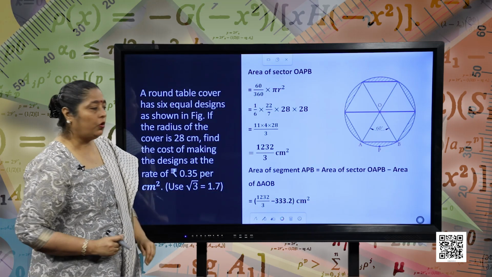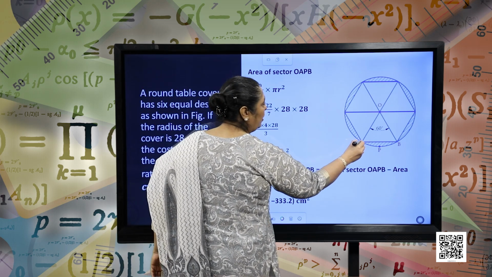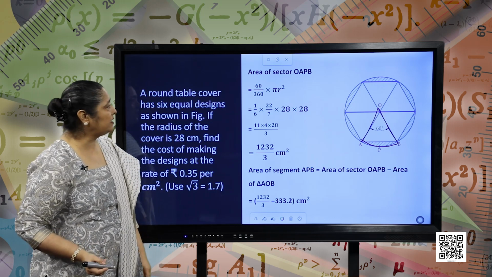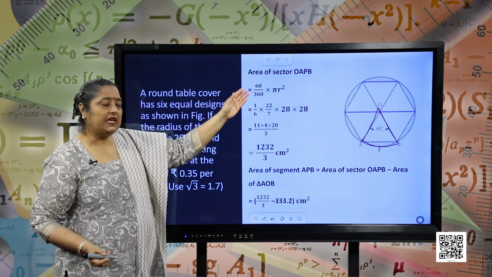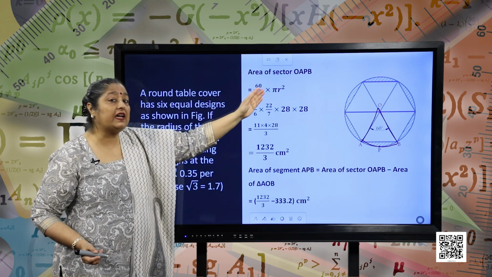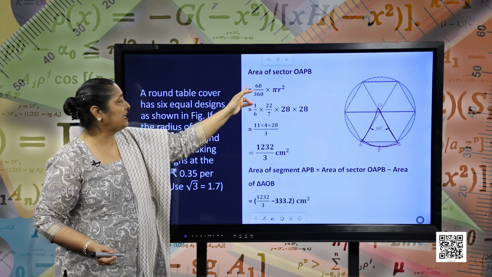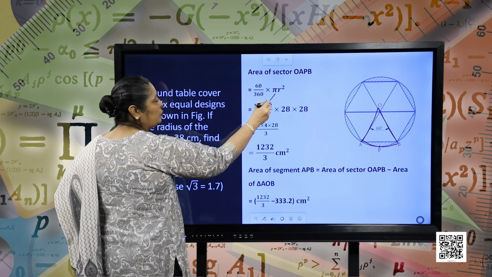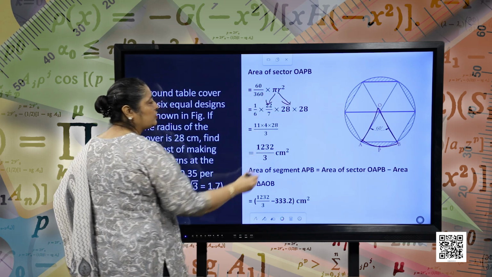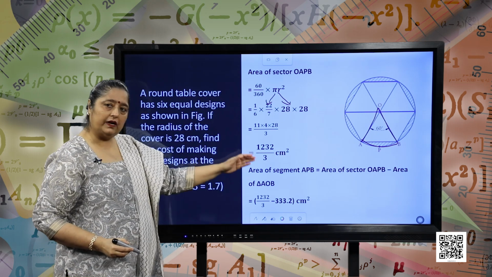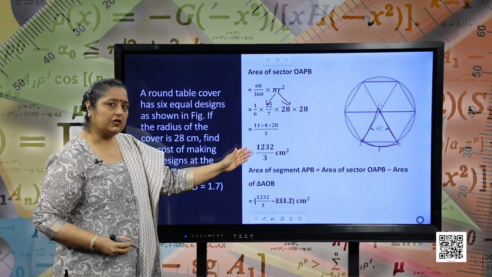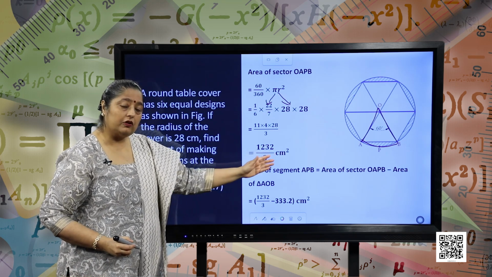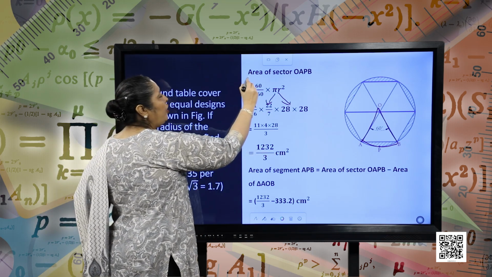Area of sector OAPB, this is the sector OABP. So, area of the sector will be theta by 360 into pi r square. And what is theta? Theta is 60 degree. Substituting the value of pi as 22 by 7 and r as 28 and solving it further, we have 1232 divided by 3 centimeter square. Now, what is this? This is the area of the sector.